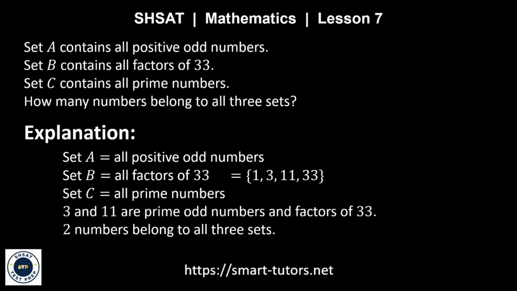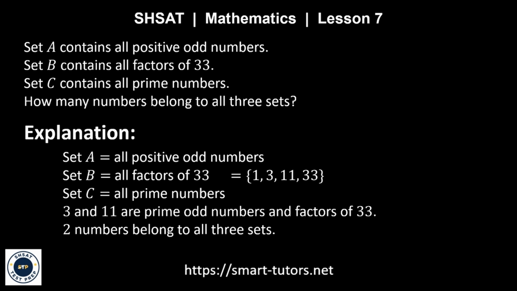Set A contains all positive odd numbers, set B contains all factors of 33, set C contains all prime numbers. How many numbers belong to all three sets?